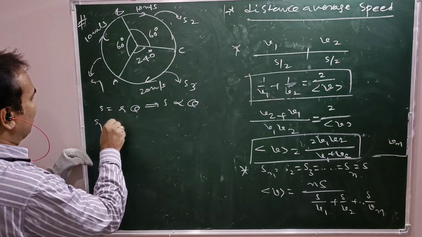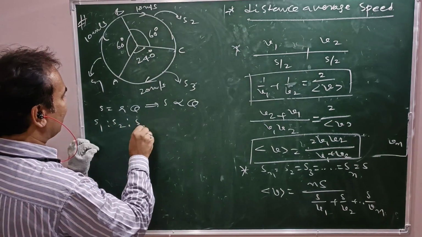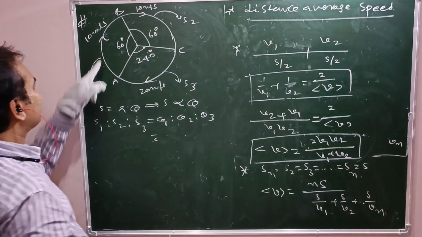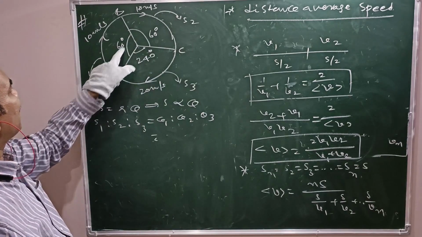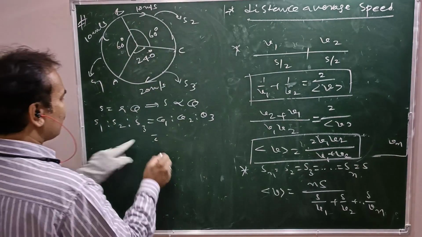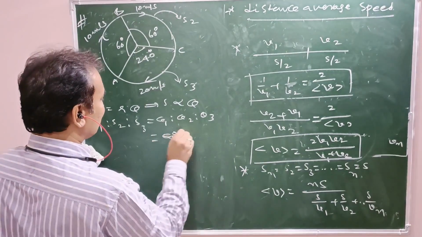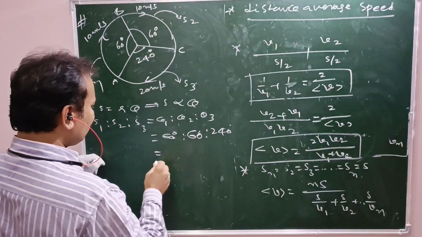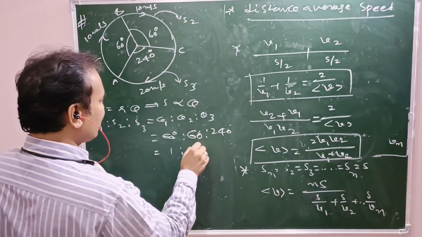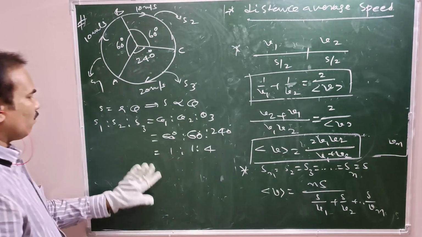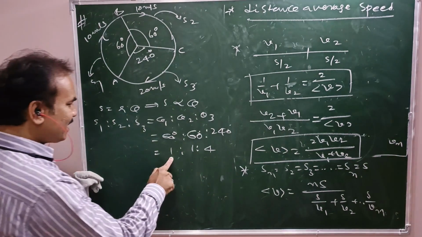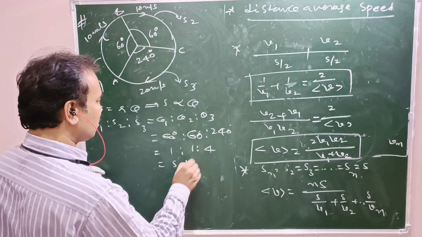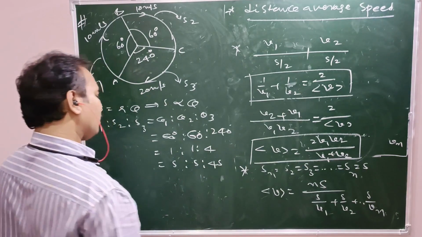Therefore, S1 is to S2 is to S3 equal to theta 1 is to theta 2 is to theta 3. Theta 1 means 60 degrees. So 60 degrees is to 60 is to 240. Cancelling, 1 is to 1 is to 4. 1 is to 1 is to 4 means if this is S, this is also S. This is 4S. So this is S, S, 4S as per the ratio.